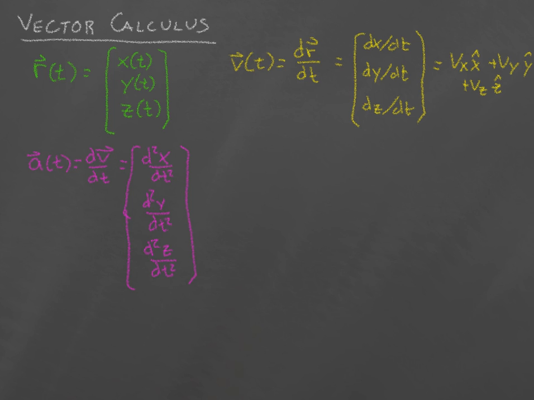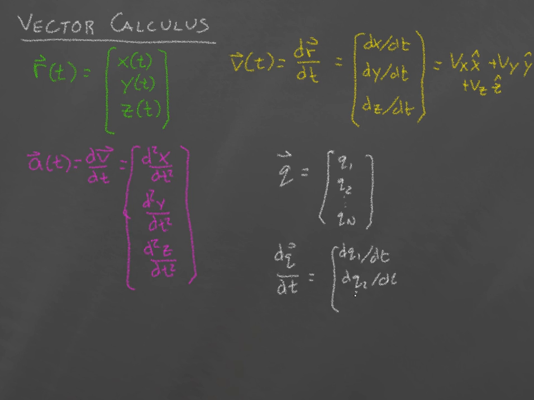So if you had some other kind of vector, we'll call it q, and we'll just say this is q1, q2, all the way through qn. dq dt would just be dq1 dt, dq2 dt, all the way down to dqn dt.